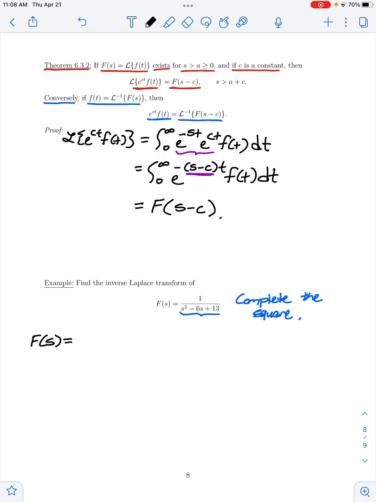So our F of s expression can be written as 1 over s minus 3 quantity squared, and then I would have to add 4 on the end to keep my constant 13 in the denominator. Or I could think about this as, if I want to force my numerator to be 2, I have 1/2 of 2 over s minus 3 squared plus 4.